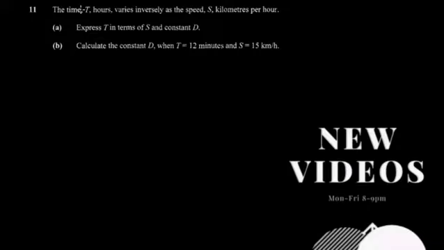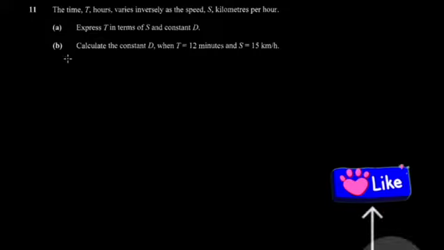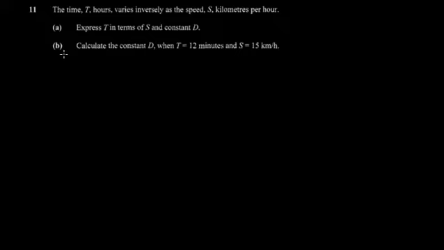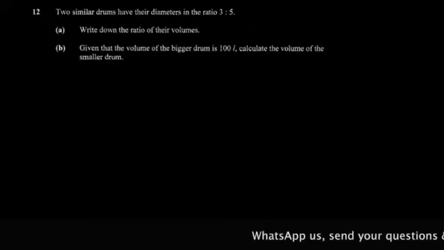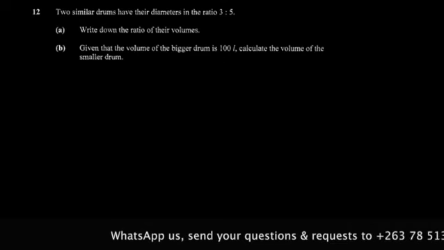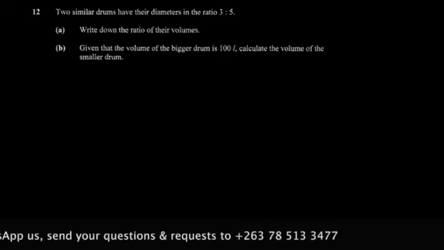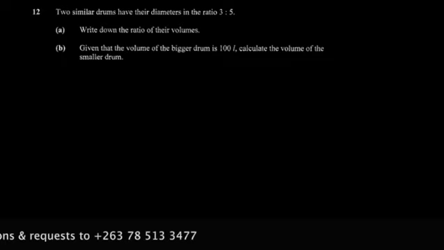So we continue with our 2014 November paper. This question is on variation, so we're going to cover this question on variation, and then the next question that we're going to cover will be on similarity, ratios of volume. So this one will be critical as well.